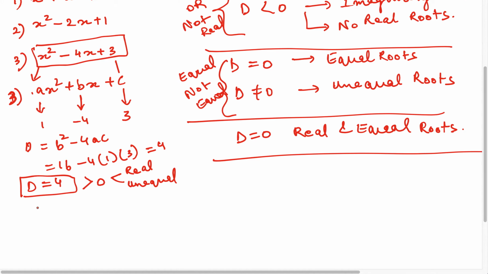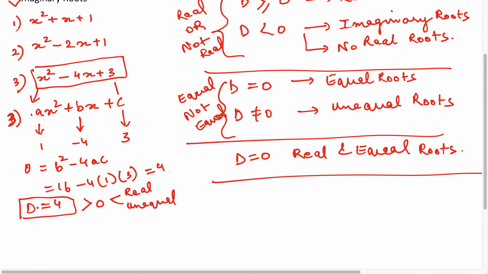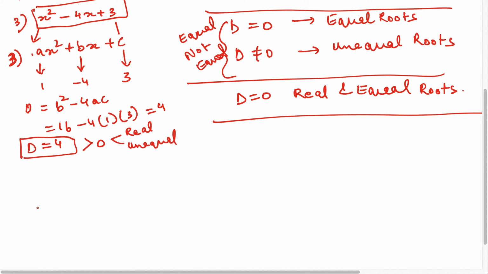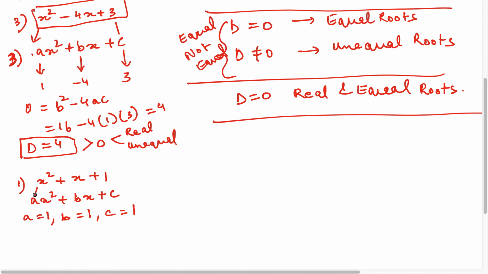Now let's take example 1. Example 1 is x square plus x plus 1. Let us compare this to the standard form of a quadratic equation, ax square plus bx plus c. So what is the value of a? It is 1. What is the value of b? It is 1. What is the value of c? It is 1. Coefficient of x square is a, coefficient of x is b, and constant term is c. So a is equal to 1, b is equal to 1, c is equal to 1.